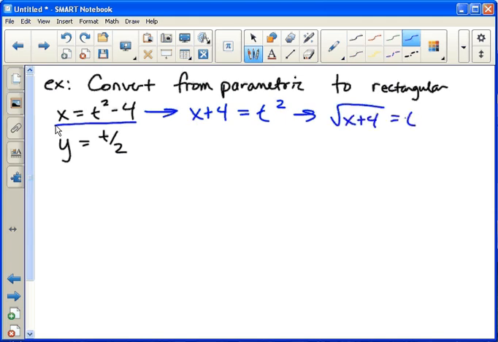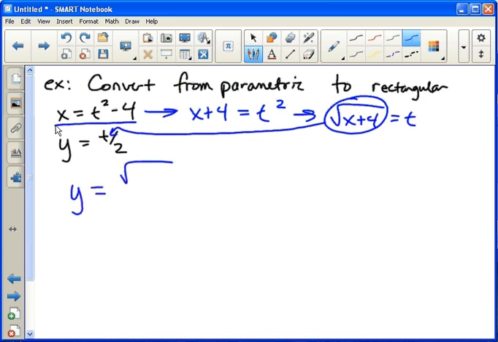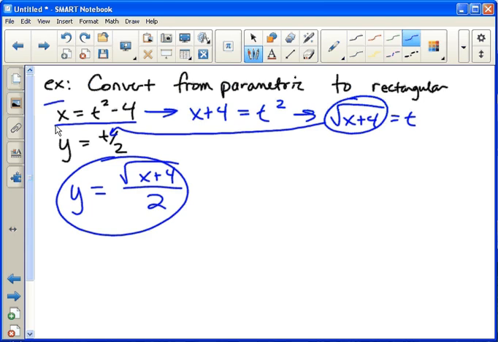Now we take t, that is the square root of x plus 4, and plug it in for t. So we get y equals the square root of x plus 4 over 2. And that's our equation. So this is equivalent to this. That is, one is the rectangular form, that's the normal regular form, and one is the parametric form.